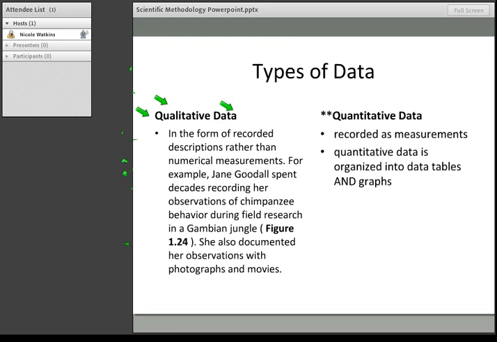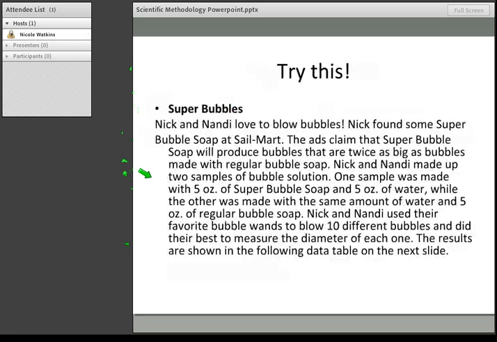Qualitative data, what you just saw with Mr. Krabs, is in the form of recorded descriptions rather than numerical measurements. And in your e-biology book, they discuss an example with Jane Goodall. They show you how she spent decades recording her observations of chimpanzee behavior during field research in the Gambian jungle. She documented her observations with photographs as well as movies. So once again, this is a qualitative type of data. She went out and did a field study and recorded her observations from there.